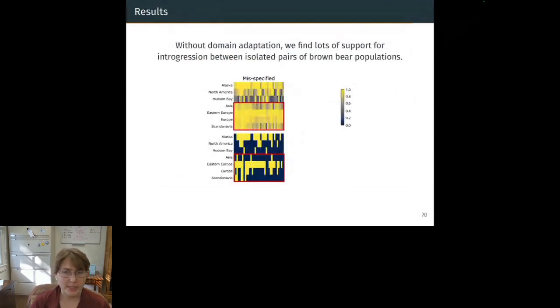Here, I'm just showing you the results without domain adaptation. In this top graph, I'm showing you the probability of introgression. And so yellow means there's a higher probability of introgression. Each column here is a different chromosome. We analyze the site frequency spectra from each chromosome separately. And what we see is lots of support for introgression. And I'm highlighting here in red populations that are geographically somewhat isolated from these ABC Island bears. And we see lots of support for introgression between these geographically isolated populations, which we might think is not particularly realistic. On the bottom, I'm showing you the results from our threshold classifier. In this case, we only classified something as introgressed if the probability of introgression was above 0.95. Even with this conservative threshold, we see lots of support for introgression.